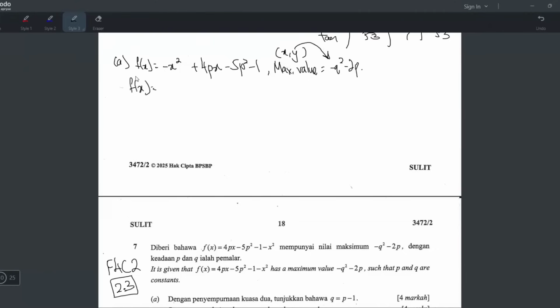All right, when you do completing the square, you have to make sure the a is positive. If a is not positive, you can't do completing the square. So what I have to do, the negative I have to pull out.